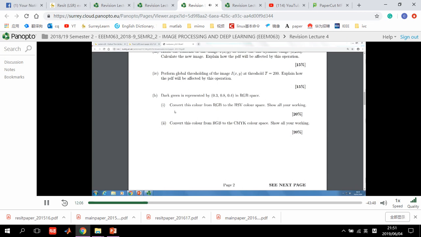Okay, all right, let's look at the other conversion that's being asked for, which is of the same colour to CMYK space. Now, who remembers what sort of space CMYK is? What is it used for? Printing. Okay, so it's an example of a subtractive primary.